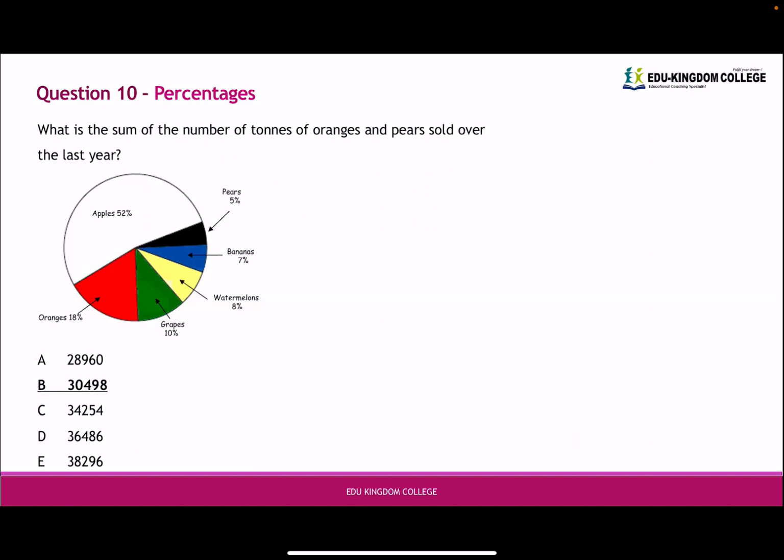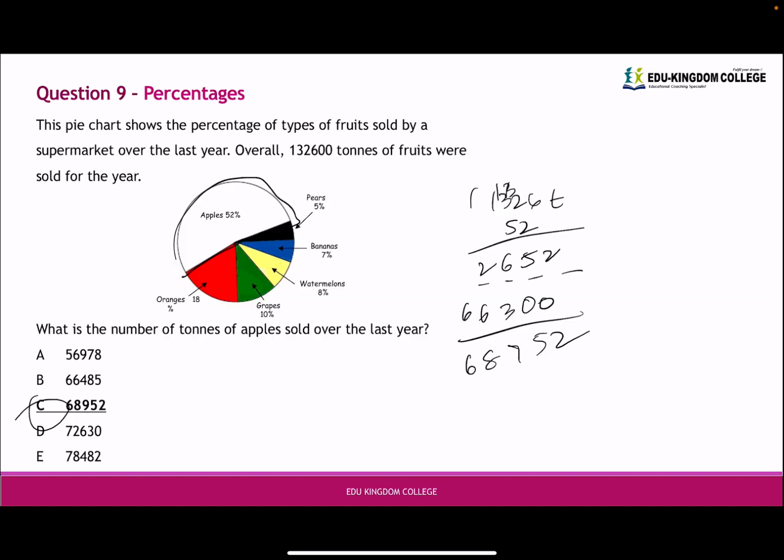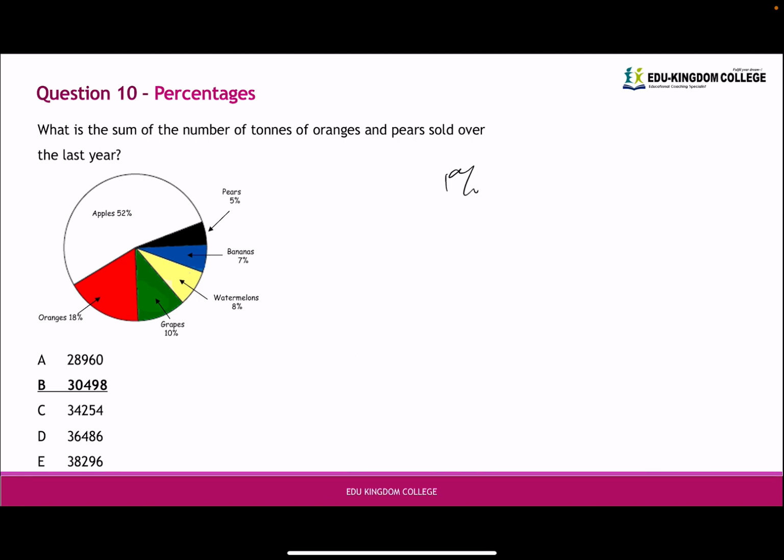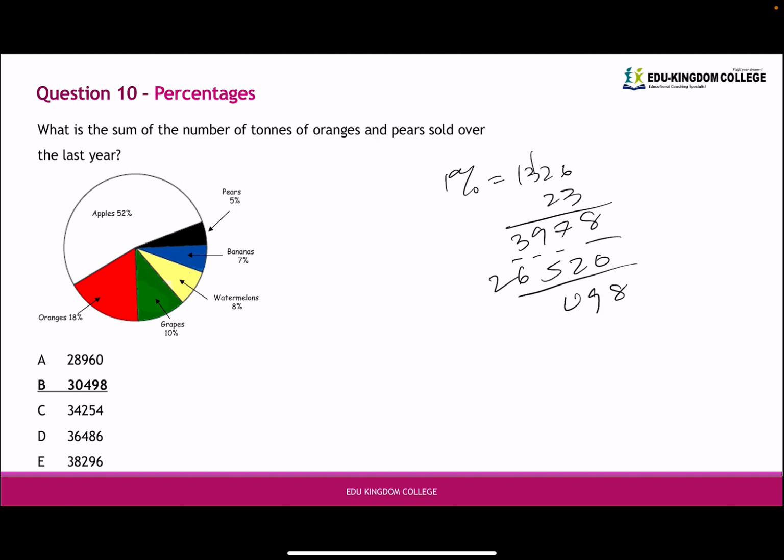So part C. Question 10, it's the same thing. We have 1% equals 1326, but we're multiplying by oranges plus pears. So we don't want to do oranges and pears separately. Add them together first. So that's 23% altogether. And when we multiply them, you should get 30,498. You can pause and double check this if you want. If you think something's wrong, double check it. I believe there shouldn't be anything wrong.